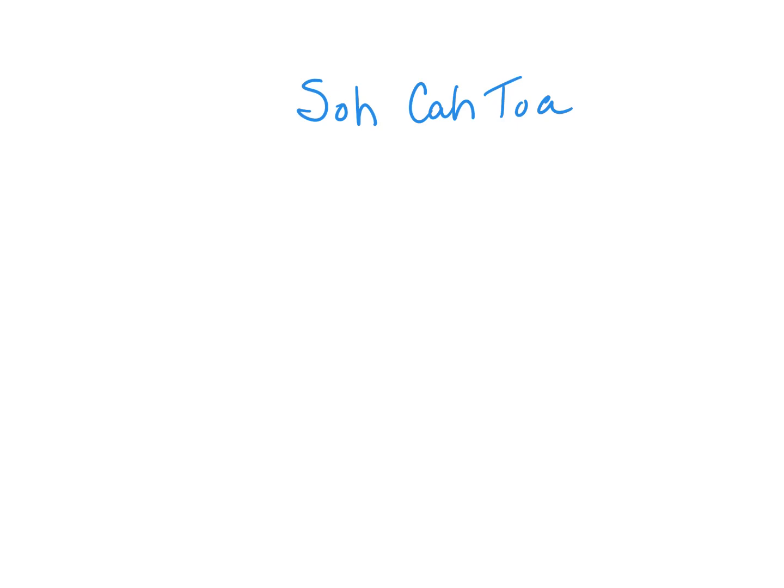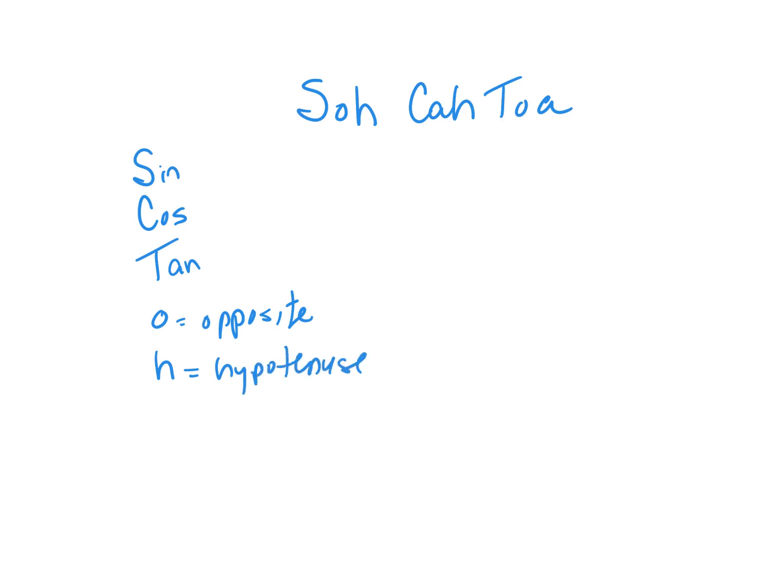So the big S, the big C, and the big T are sine, cosine, and tangent, okay? The big S is sine, the big C is cosine, the big T is tangent. The little O is opposite. The little H is hypotenuse, and the little A is adjacent. And all of these are things that you've heard before about sides of a triangle, right? But these are sides of a right triangle.